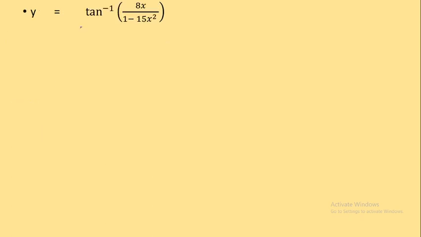Let us move further. See the next example: y is equal to tan inverse of 8x upon 1 minus 15x square. This sum requires something like what we did in quadratic equations, where we find factors by looking at multiplication and addition, and also the sign. Something like that is to be done here, but in a different way. See what we have to do. In the numerator the term is 8x, so we have to find two terms whose addition or maybe subtraction is this 8x.